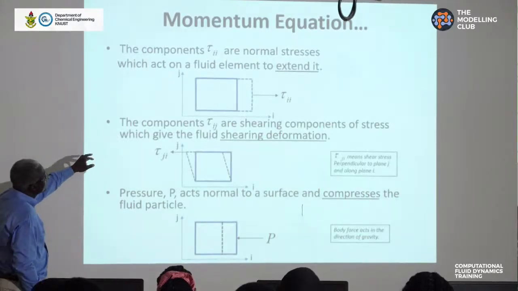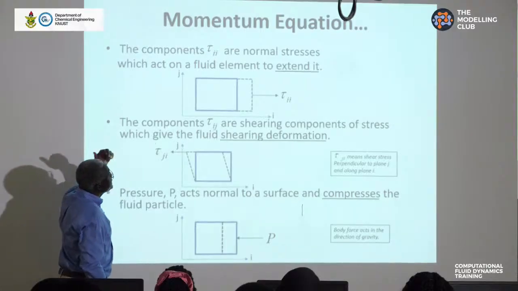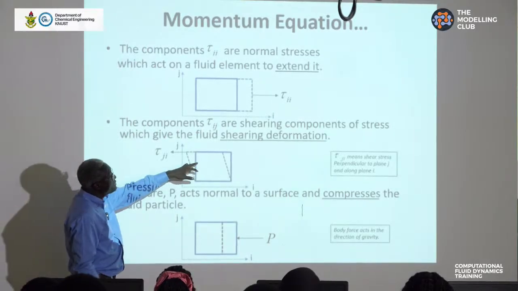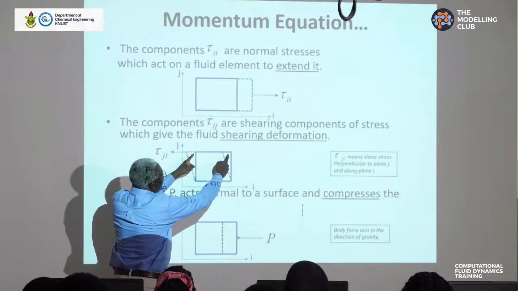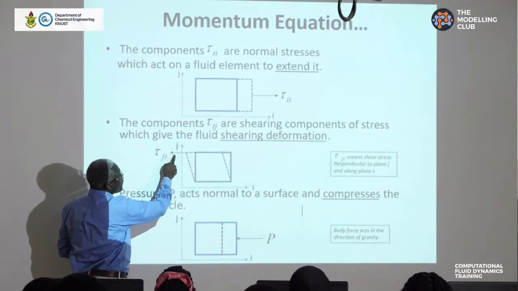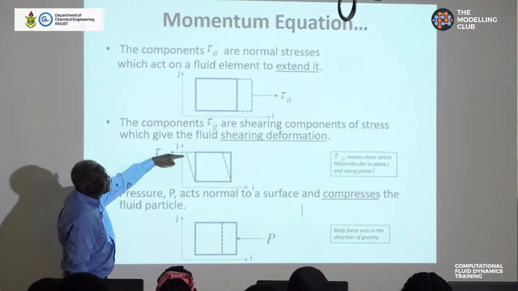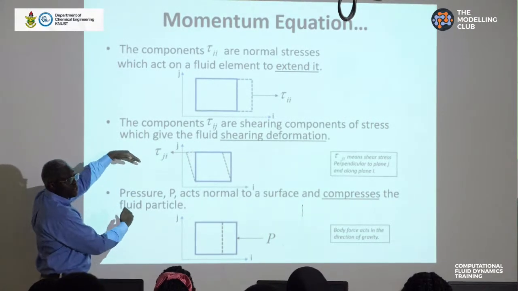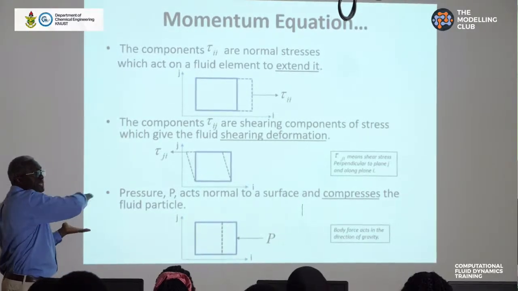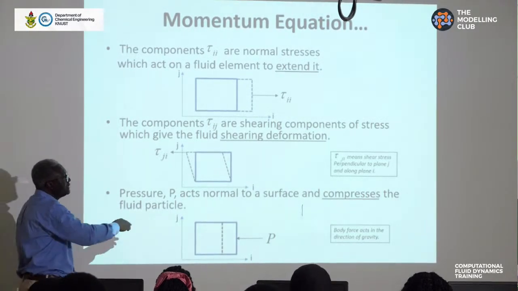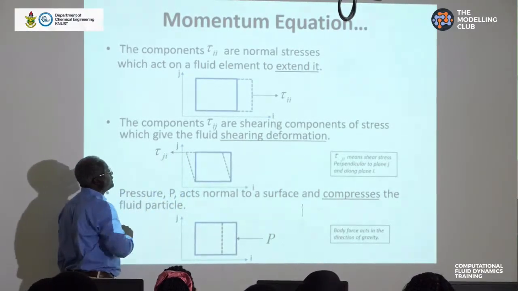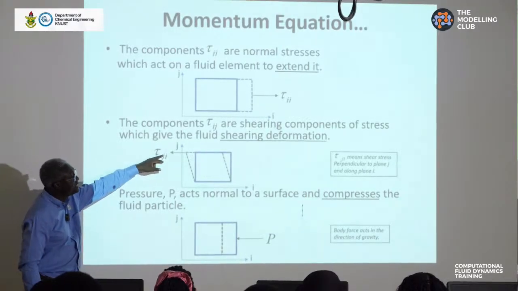On the other hand, the components tau ij are what we refer to as shearing components of the stress, which results in a shear deformation. That means that now, the shear force, which is acting parallel to the face, is causing the fluid to shear or to sort of slide layer by layer, starting from the bottom to the top, where the shearing force is maximum.